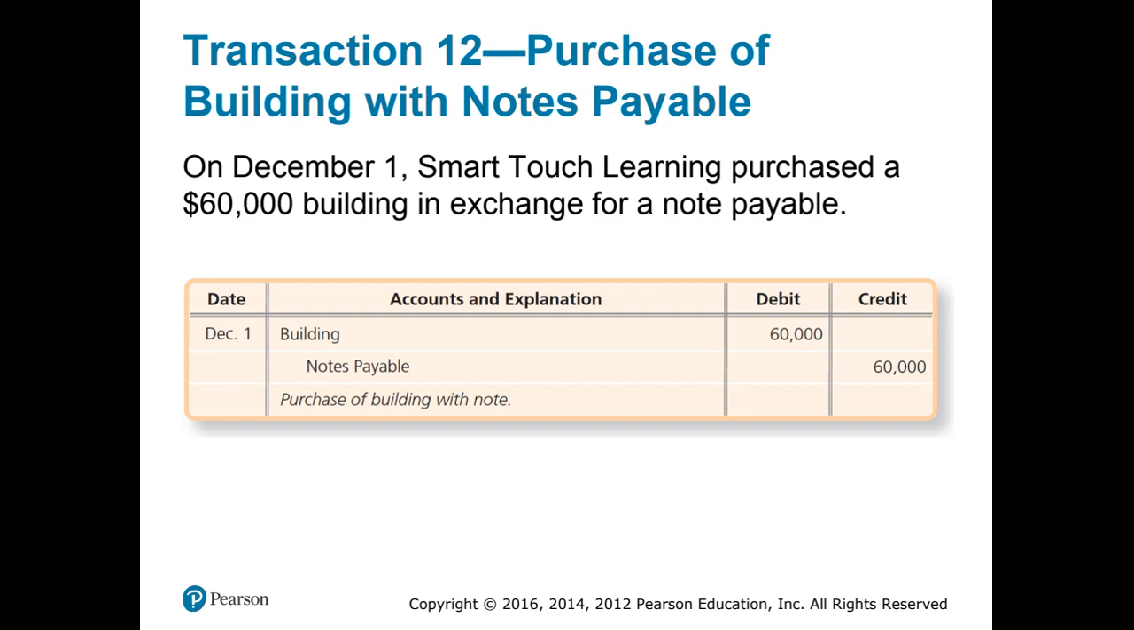On December 1st, we purchased a $60,000 building in exchange for a note payable. So we're going to debit building, credit notes payable, and we're going to put in our explanation that we purchased a building with a note.